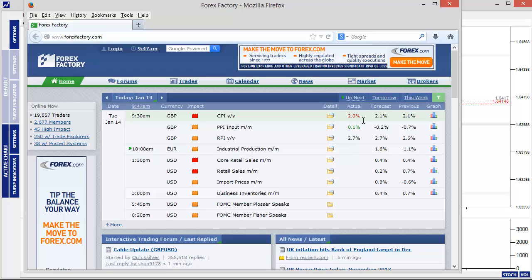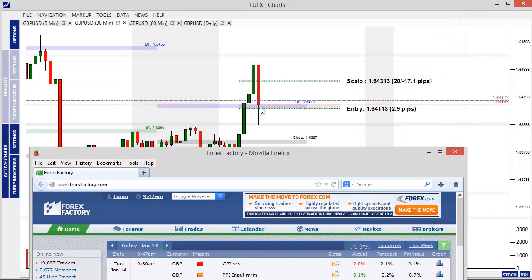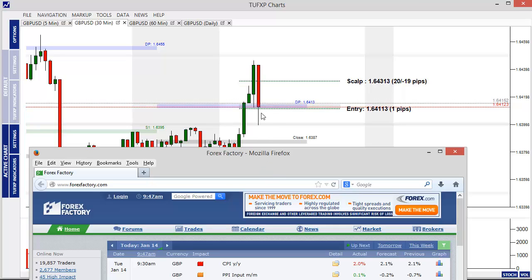So the CPI figures show a drop of 0.1%. Excuse me. The inputs increased and the RPI remained the same. So what's happened here is the market's been forced down, and then you can see the market starting to bounce. But I wouldn't be at all surprised if they retest this area here before starting to move higher.